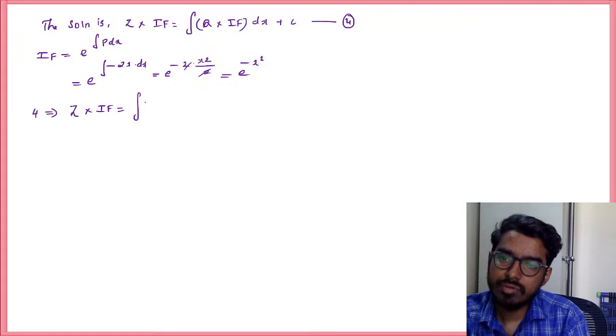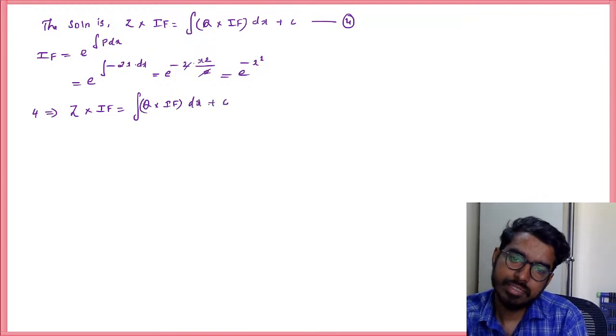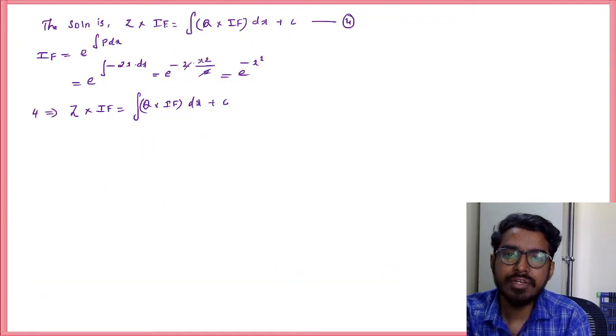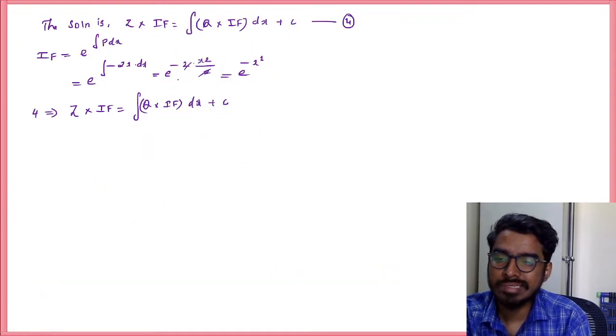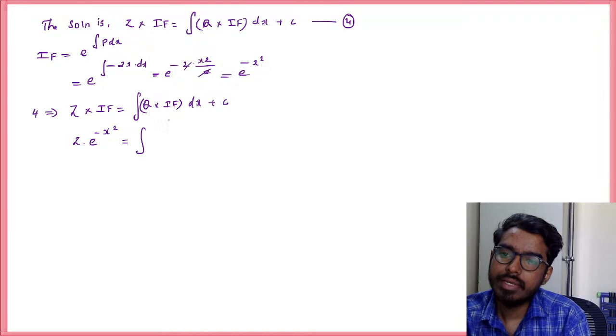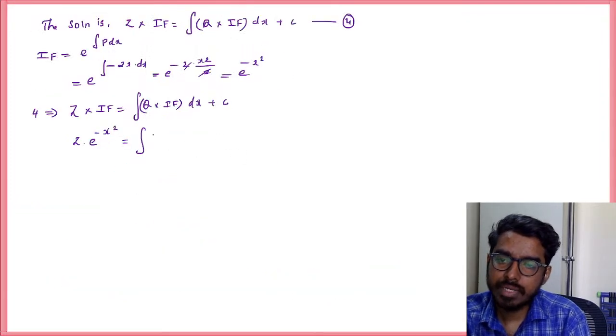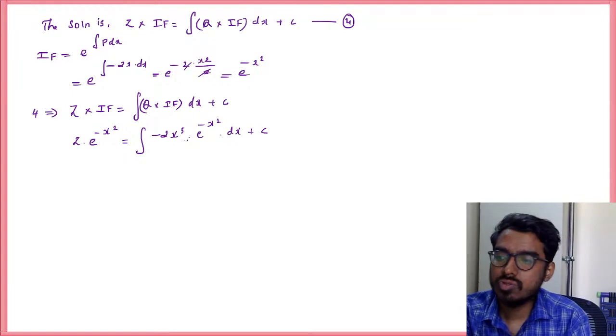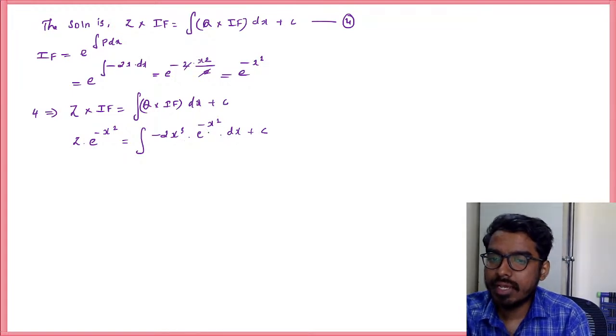So integration of q into integrating factor dx plus c, right? Whatever you use is a linear differential equation in z, right? That means you will have z into integrating factor as solution. So z into integrating factor is e power minus x square. Integration of what is q? Q is minus 2x cube into integrating factor dx plus c, right? So you can take this minus 2 outside.